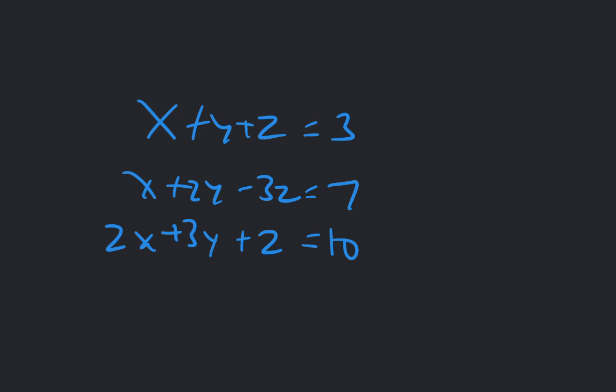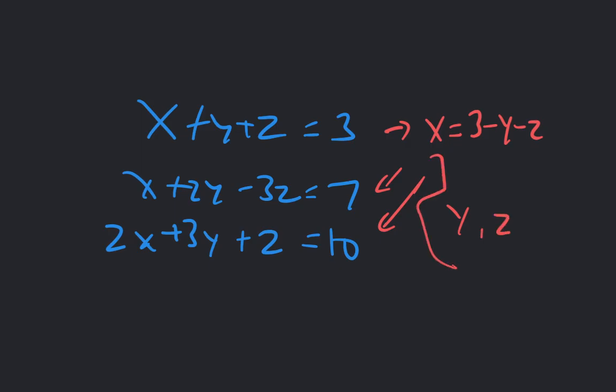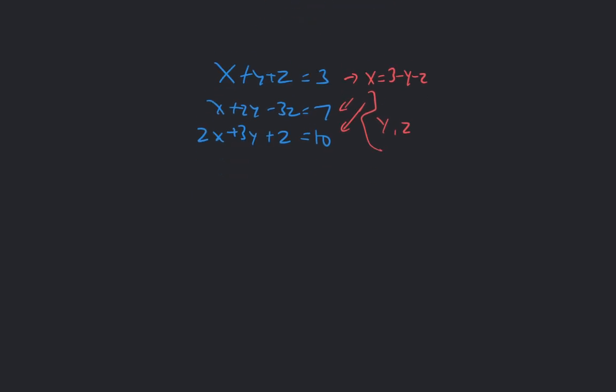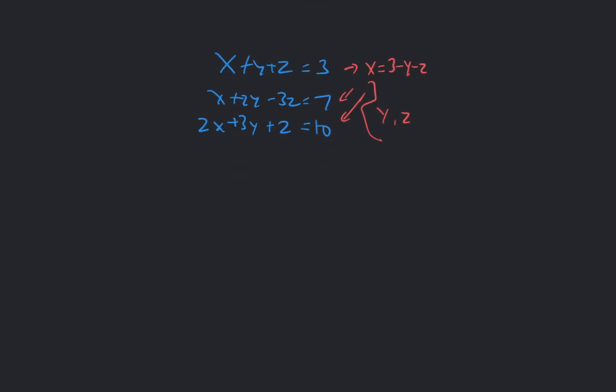How would you solve this? You could isolate and say, okay, well, x is equal to 3 minus y minus z, and then we can plug that into each of these, and then find out what y and z are, and then we can get all these different values. Or another method would be to put this into a matrix.